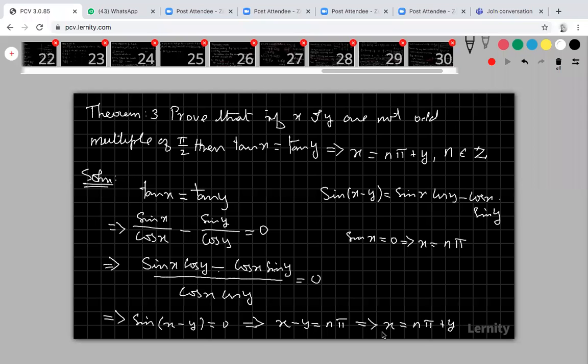That's all. This is the result. What is your n? Your n is an integer, any integer. So this is the result: if tan x is equal to tan y, then x is n pi plus y.